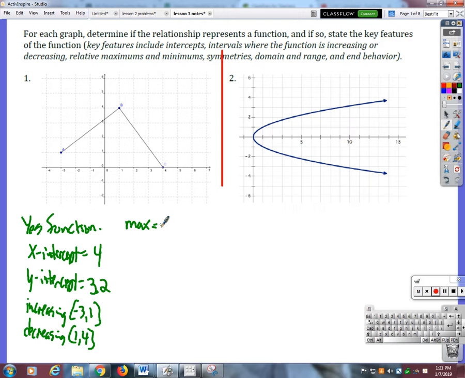Highest one? 4, good. And then what's the lowest on the graph? Nope. Nope. Nope. What's the lowest point on the graph? That's the highest point is at 4, 0 down here. Okay, so this is at 4, and this one's at 0. Okay.